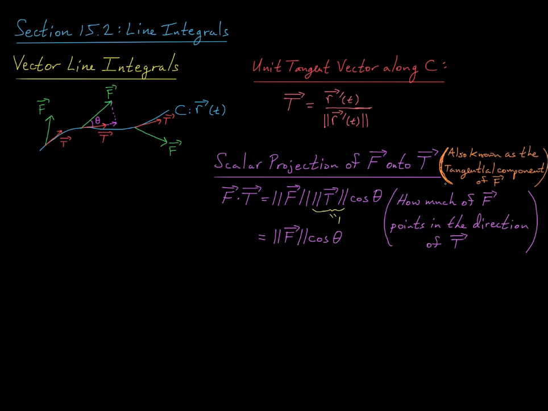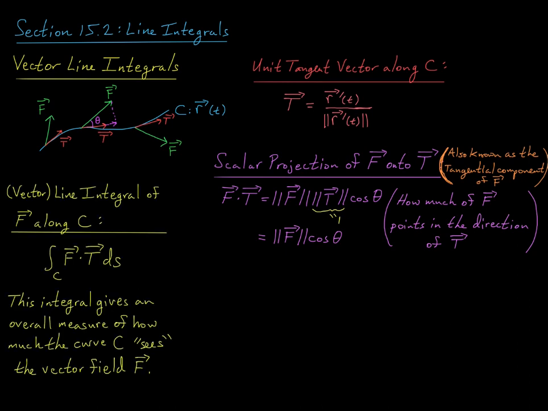So the dot product here is telling us what we call the scalar projection of F onto T. Now, as we move along the curve, we want to get an overall feel for how much this wind force is acting in the direction of motion. We want to sum up all of these various tangential components as we move along the curve. So we're going to compute the line integral of this dot product quantity, the scalar projection quantity, over this curve C.